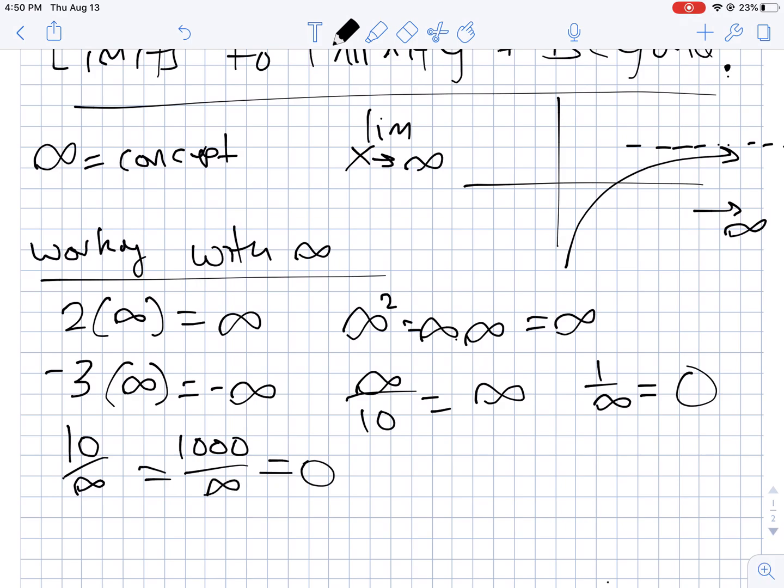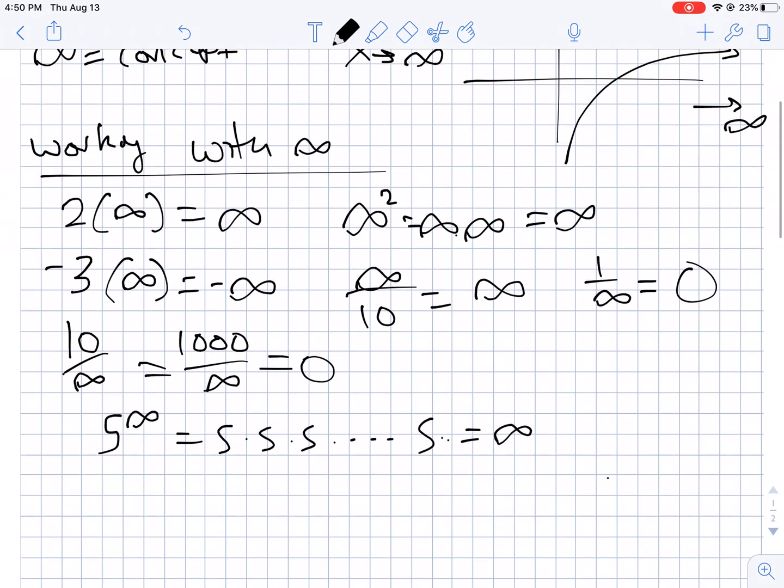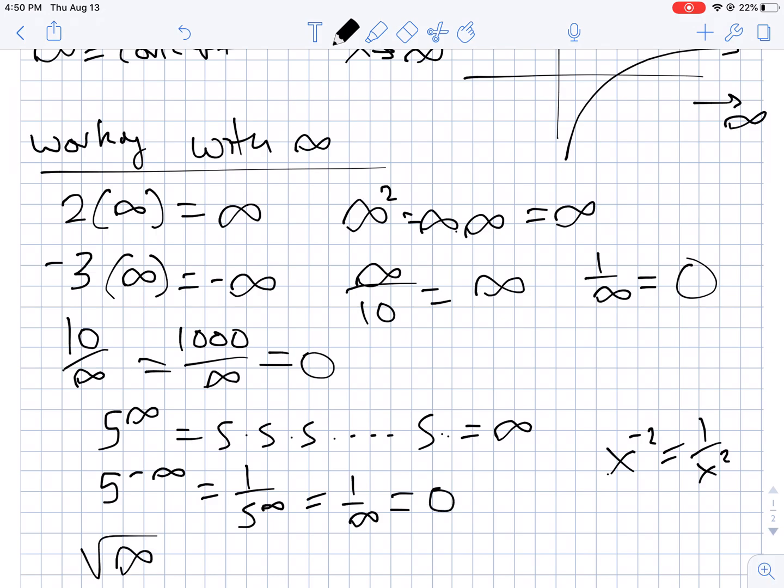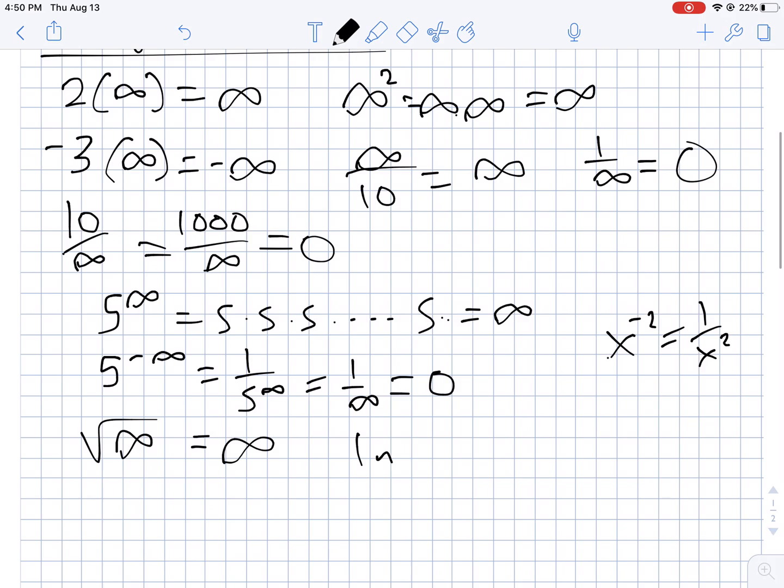Working with some exponents, 5 to the infinity, you could think of as 5 times 5, an infinite number of 5s multiplied together. Obviously, that's infinity as well. If you had 5 to the negative infinity, how do you write a negative exponent? x to the negative 2 is 1 over x to the 2. So 5 to the negative infinity is 1 over 5 to the infinity, which is 1 over infinity, or 0. The square root of infinity, what number times itself is infinity? It's still infinity.